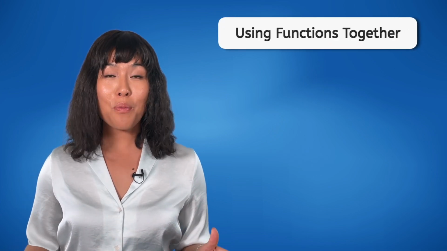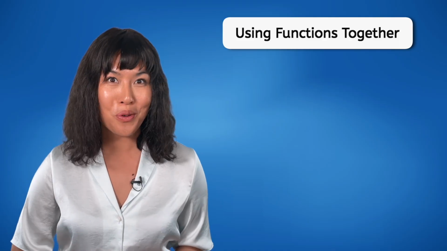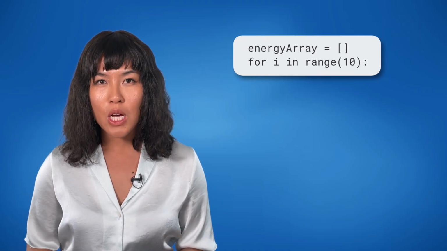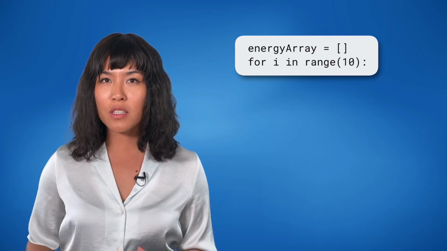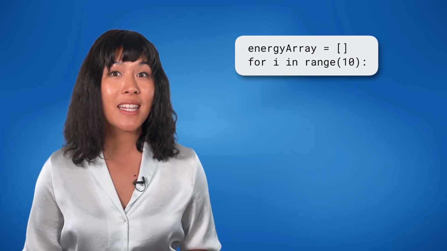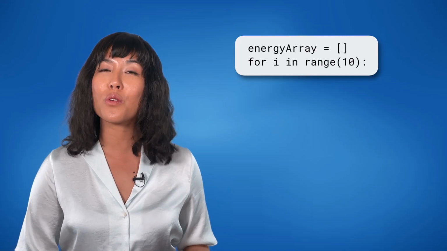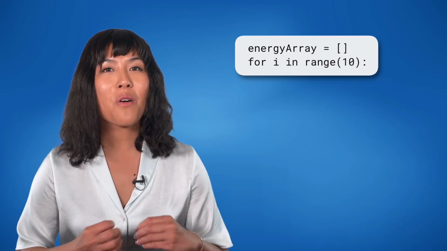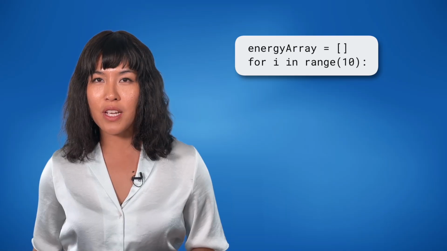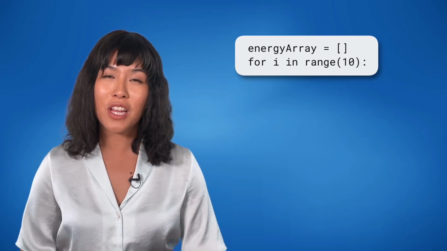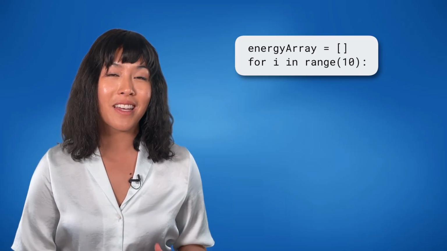Wow, that was a lot of code. We now have 4 completed functions. We can now put them together to run our program. First, we create an empty list called energy array. Then we run a loop 10 times to simulate 10 instances of moving the solar panel, which in turn calls the generate energy function. For each iteration, we append the energy generated to the energy array list.